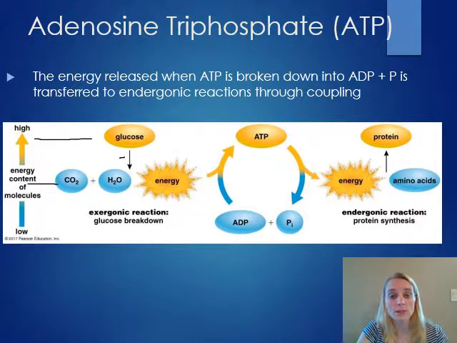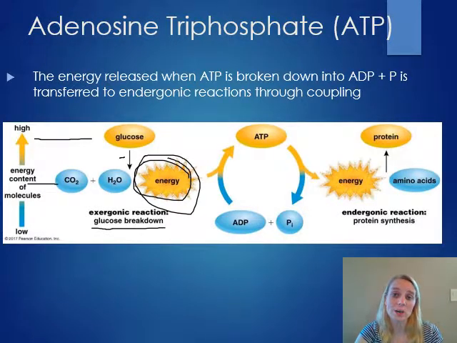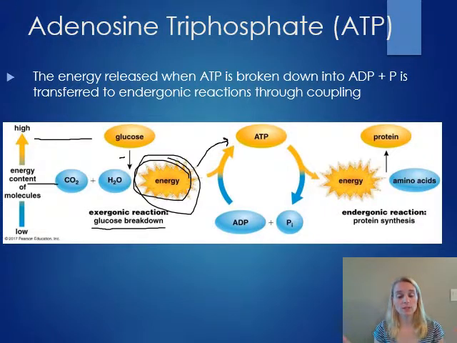So when glucose breaks down, it breaks down into carbon dioxide and water with the release of energy. This is our exergonic reaction because energy is a product. And the energy is in the form of ATP. So we're producing ATP by harnessing the energy stripped off of that glucose molecule.